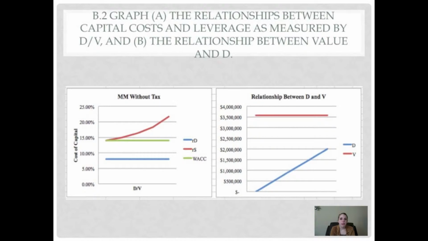So the second part of this question asks us to graph these capital costs and see how leverage affects them. Because we use the irrelevance theory, adding more debt doesn't do anything to the WACC. The WACC is stable on its own because capital structure is just not related to leverage.